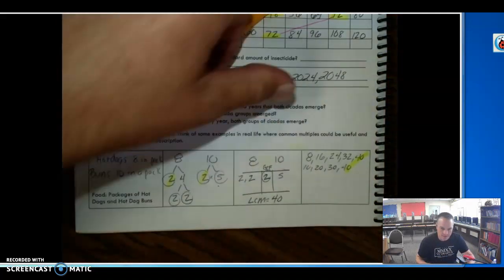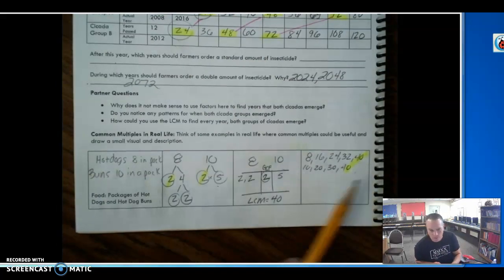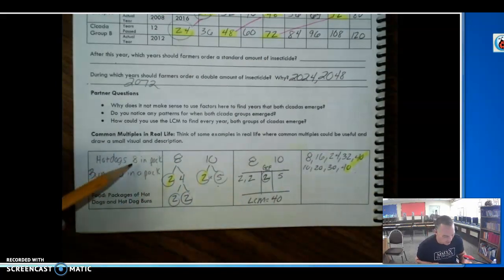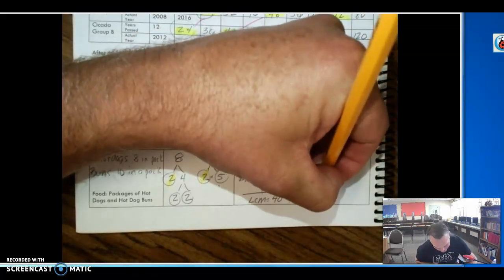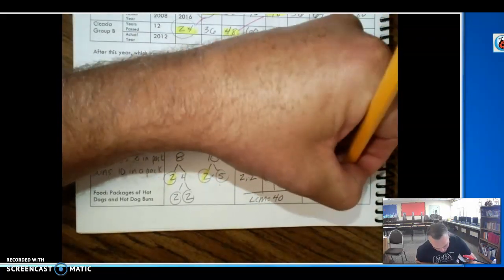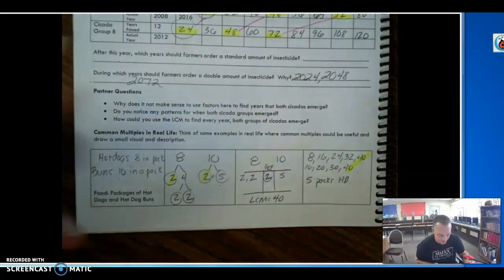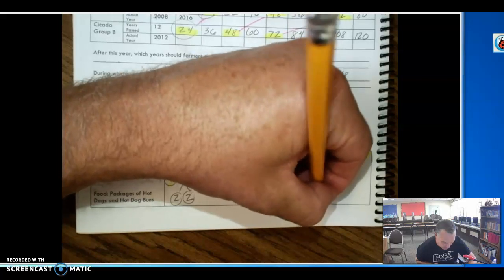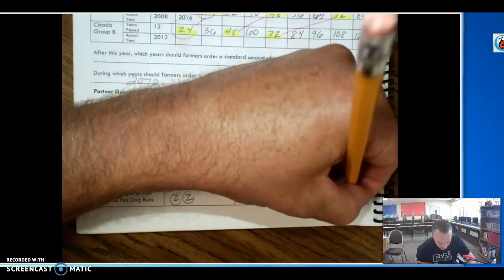Now some of you might get confused. The question is, how many hot dog packages do you need to buy? That's what they're going to say, because you're going to think the answer is 40. You got to buy 40 hot dogs. Well, in actuality, because there's 8 in a pack, you have to buy 5 packs of hot dogs. And then for the buns, 10 come in the pack, you'd have to buy 4 packages of buns.